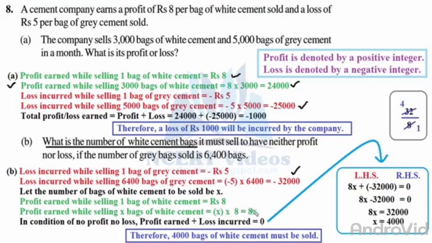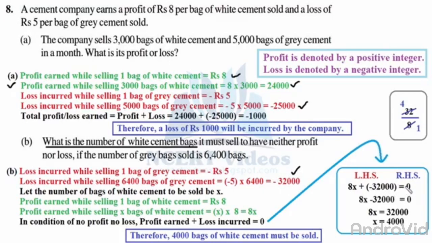Now we will fit it to our condition. In the condition of no profit, no loss, it means the sum will be 0. So again it becomes a case of left hand side and right hand side. First we take the profit, that is 8x, which we have calculated. We have to find the value of x. Now we add loss to it. So minus 32,000.